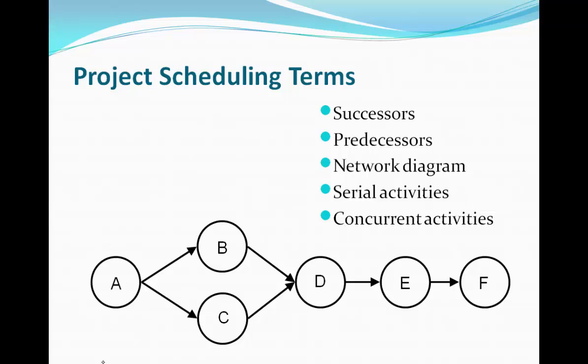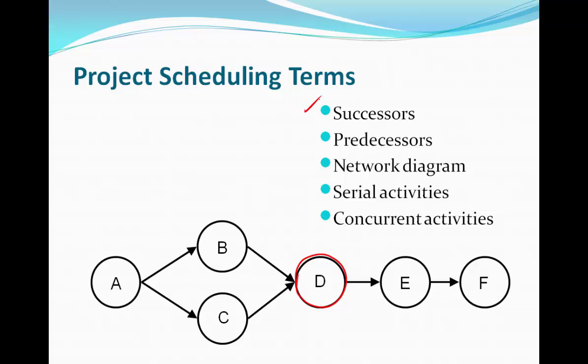So the first term we have here is successors. Let's take activity D as an example here and work with that. If we're talking about activity D and we ask for a successor of activity D, that would be activity E. Activity E is a successor of activity D.